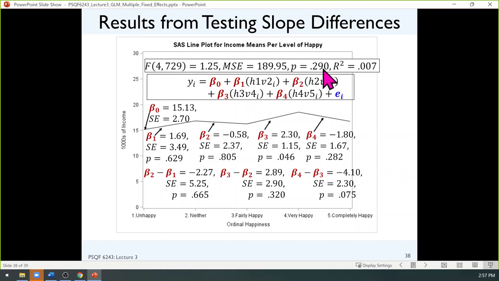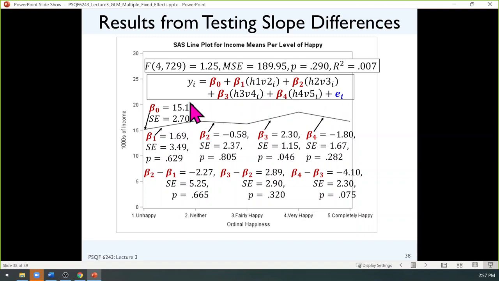So yeah, I would answer a reviewer, yeah, the reason that it's not significant is because it's a crappy model. Like, happiness is not related to income in this sample. And I have 734 people. It's not a lack of power. It's a lack of effect size.